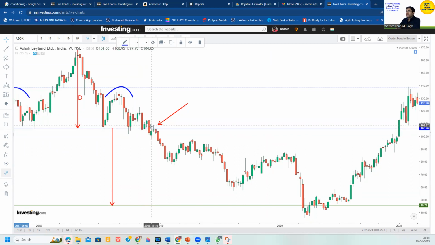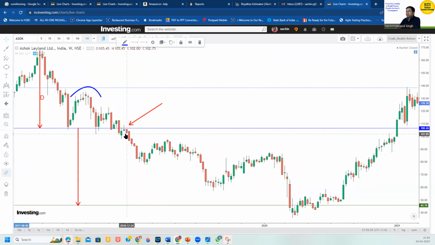Price again went up, but in both scenarios the candle is still closing below the neckline. That means it is not able to break out of this neckline fully. Then the third candle is completely a bearish candle forming here, and the price starts falling down from this point in time. So confirmation of the breakdown is happening at maybe the third or fourth candle.